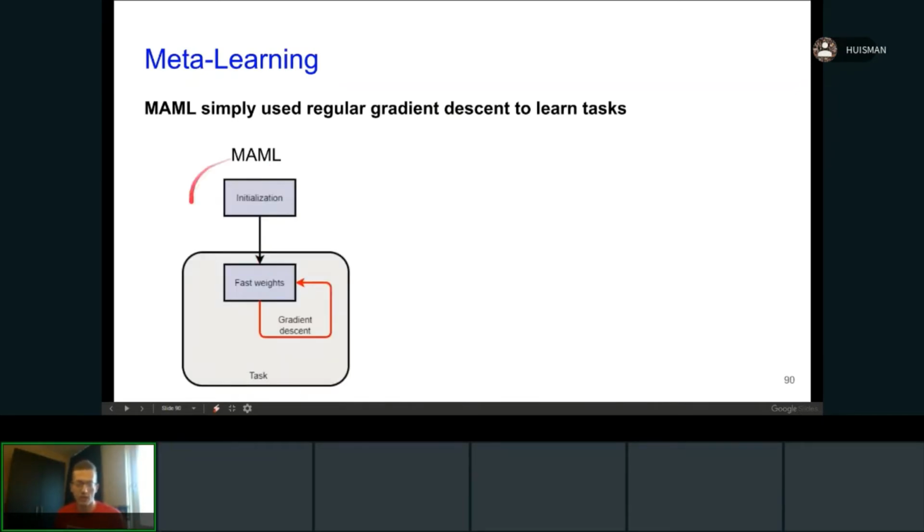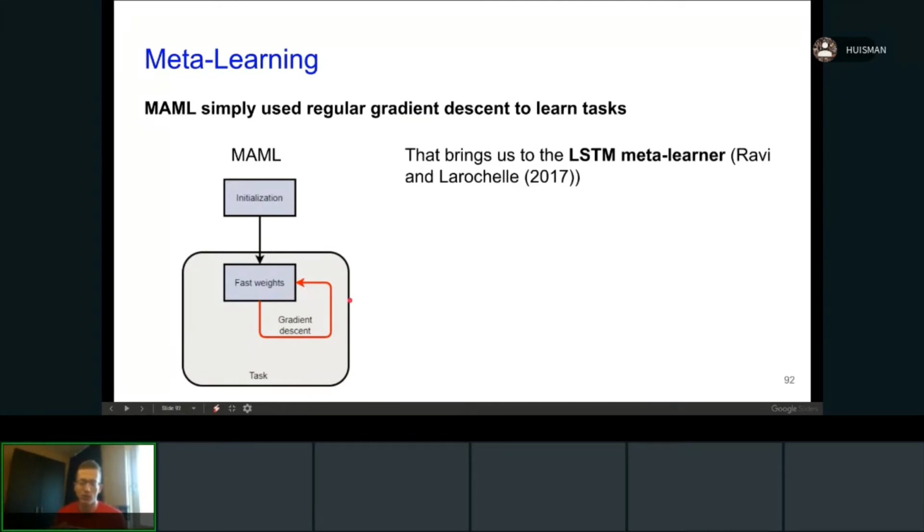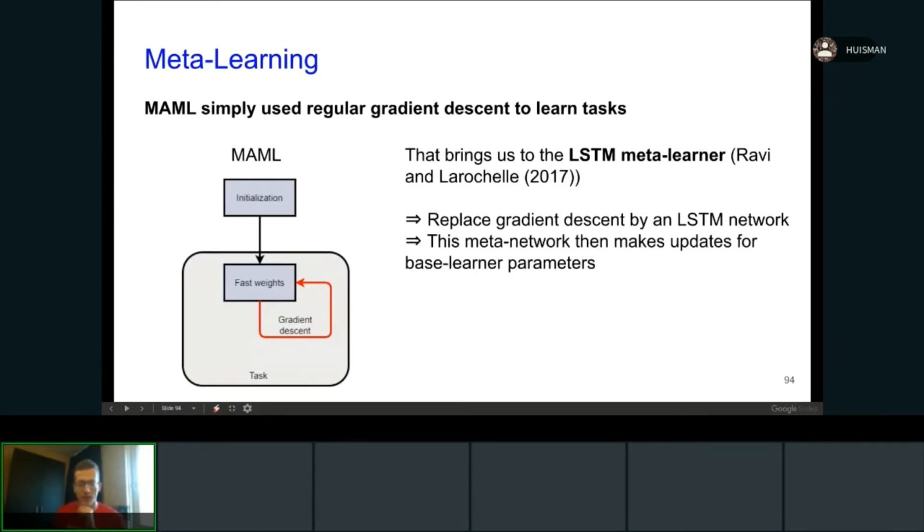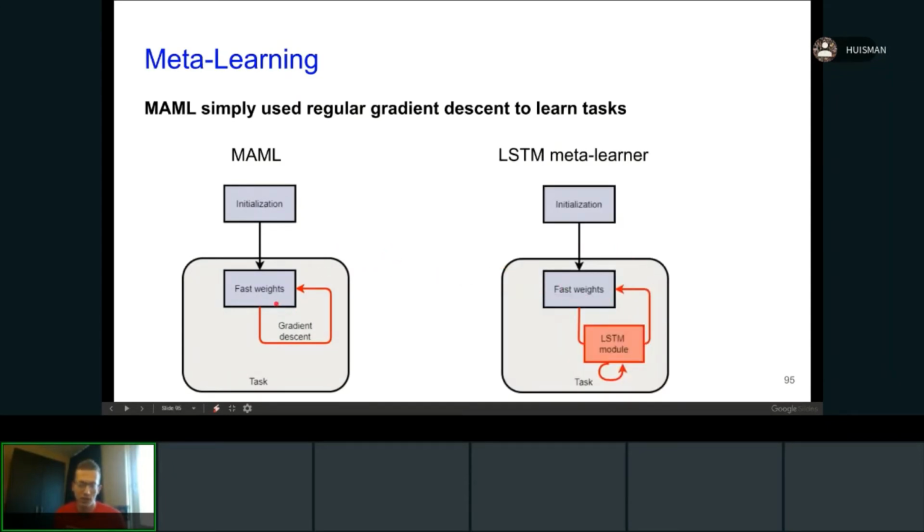So we learn a set of initial parameters, and once we are presented with a task, we learn it using regular gradient descent. A natural question that you may have, though, is: is there not something better than gradient descent? That actually brings us to another technique, called the LSTM meta learner, which tries to replace this gradient descent procedure by a learnable procedure, by an LSTM network. In this case, we will have two networks, namely our base learner network and a meta network. This meta network is responsible for making updates to the parameters in the base learner network. If you compare their diagrams, all that has changed is that we replace gradient descent by an LSTM module, by the separate meta network. This network then tries to make updates to these parameters when presented with a new task.